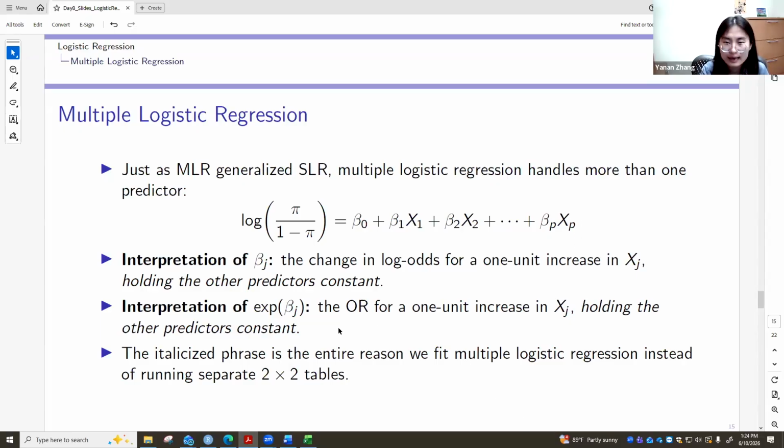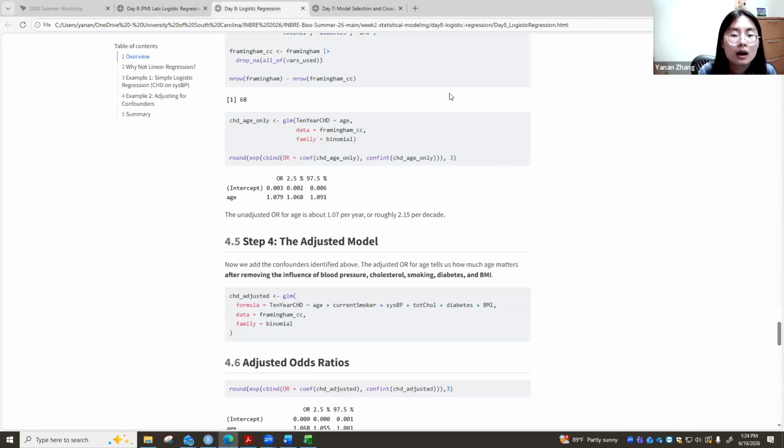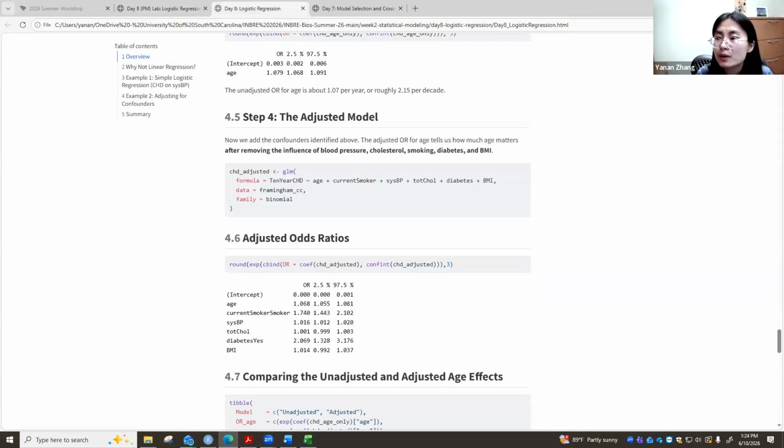All right. So now let's move to our second example. By the way, any questions here?